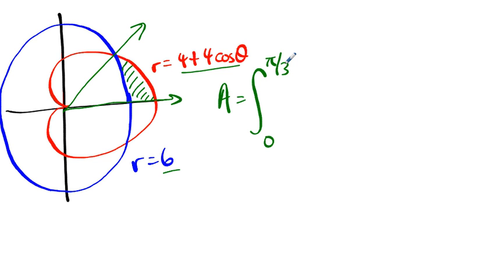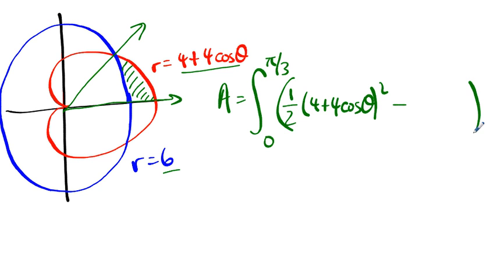So what are we doing? Well, we could take the area inside the red thing, but that'd give us all of this. So instead, we're going to subtract out the area inside the blue thing. Well, what's the area inside the red thing? It's the integral of 1/2 r squared. And what's the area inside the blue thing? The area inside the blue thing is the integral of 1/2 r squared.